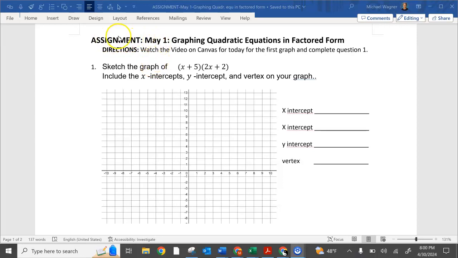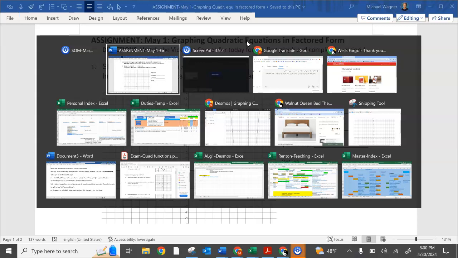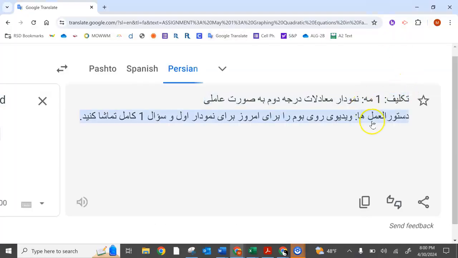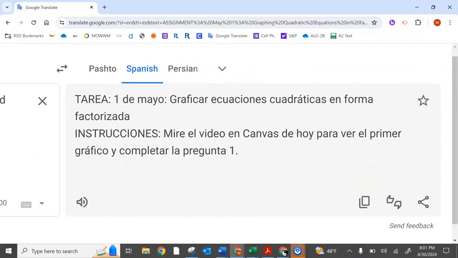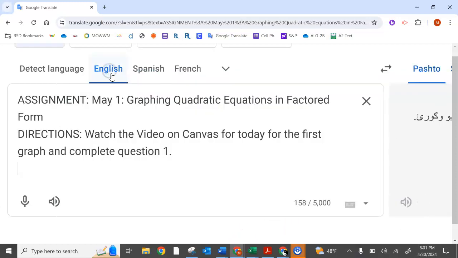Okay, so this is what we're doing today. I will translate for you in Persian. If you want to pause it. Okay, Spanish. You want to pause it. Okay, and Pashto.